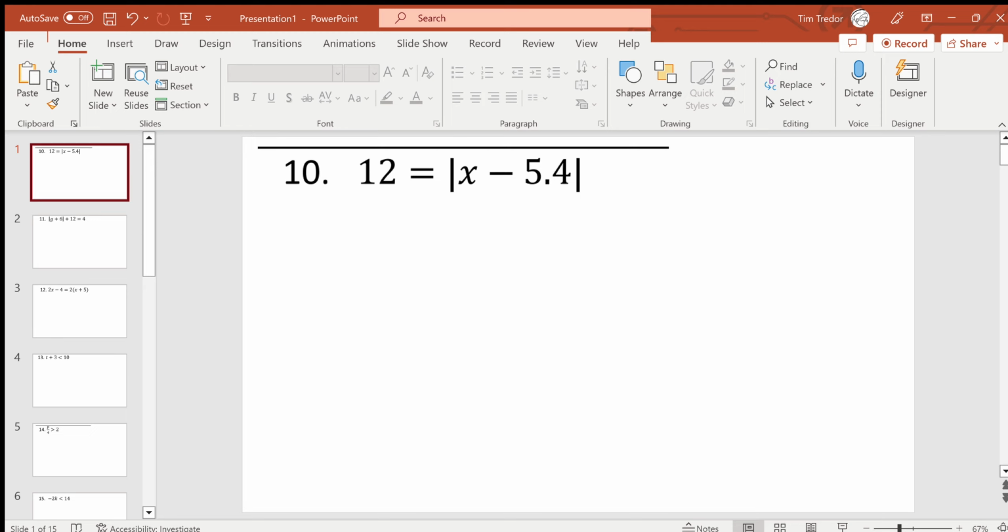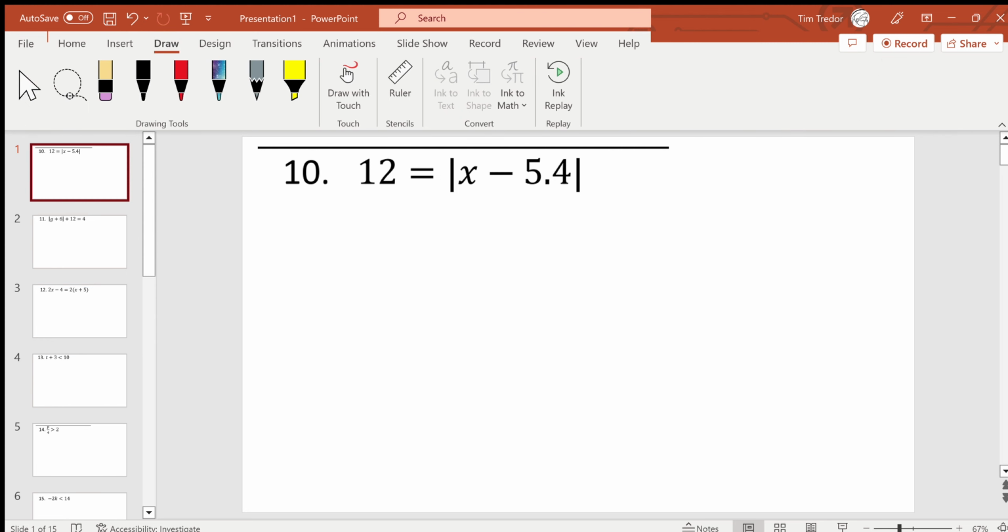Alright, so this should be video number 2, and we're carrying on from problem number 10. I've got 12 equals the absolute value of x minus 5.4. So the absolute value is already by itself, which is step 1. There's nothing outside being added to it or being multiplied to it.